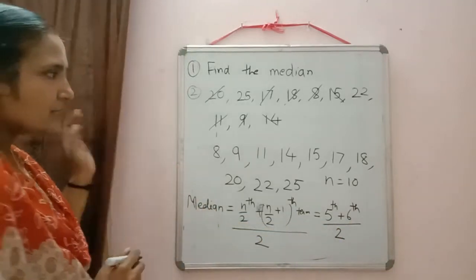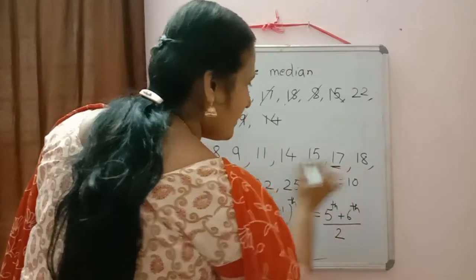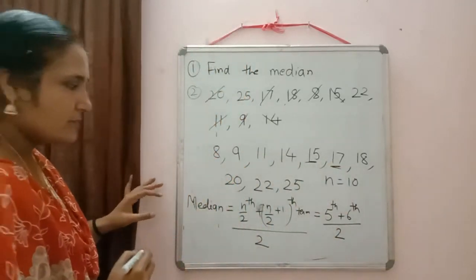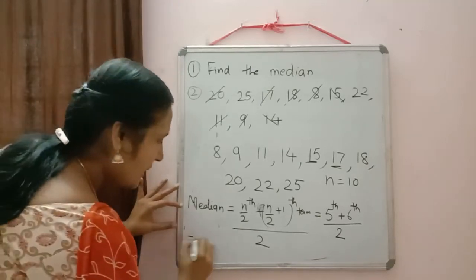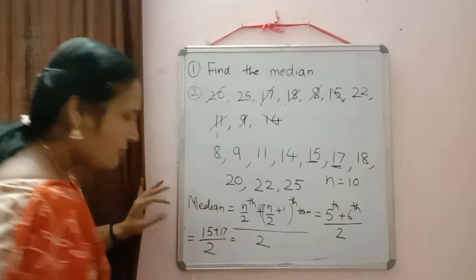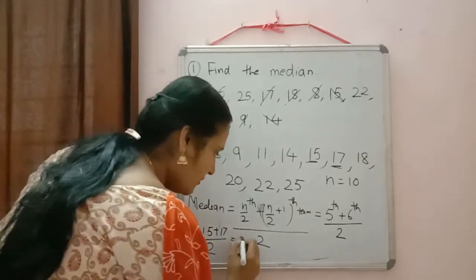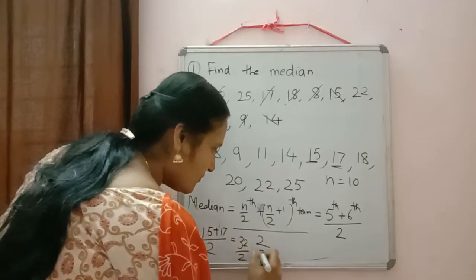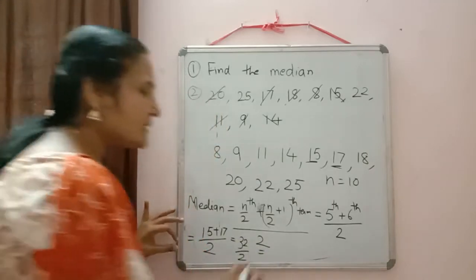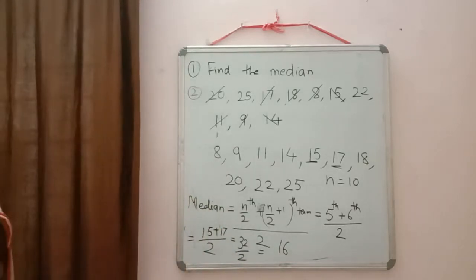Just to check, what is the 5th number? 1, 2, 3, 4, 5. So we got the 5th number and the 6th number here. So write down 15 plus 17 by 2. 15 plus 17 will be equal to 32. So 32 by 2 is 16. So median is equal to 16. This method is clear? Okay.